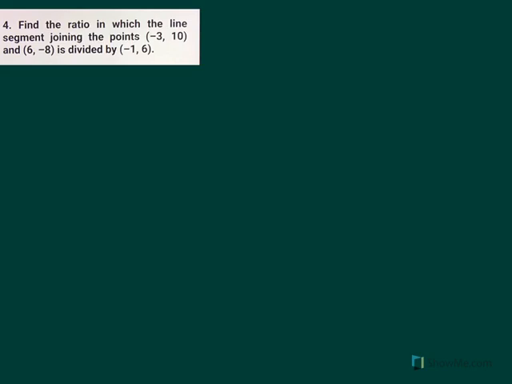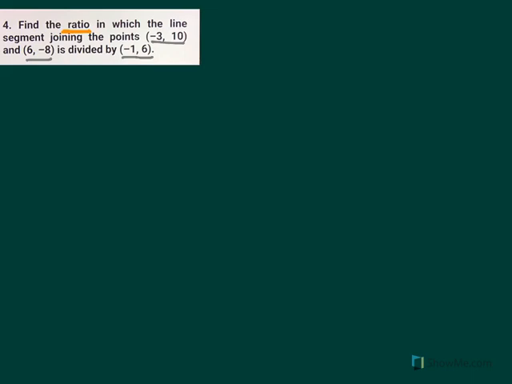Find the ratio in which the line segment joining the points (-3, 10) and (6, -8) is divided by (-1, 6). In this question, we need to find the ratio. Let's just draw this.